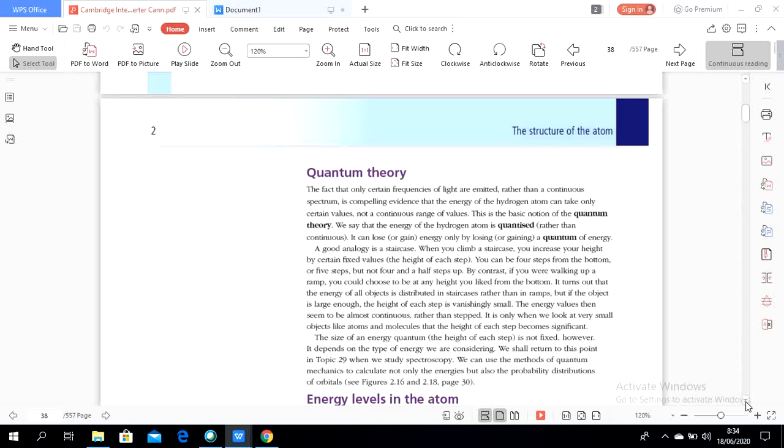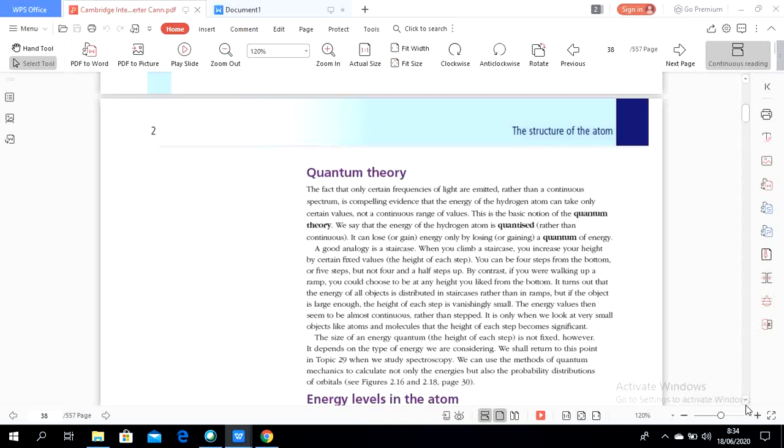We said that the energy of the hydrogen is quantized. Rather than continuous, it can lose or gain energy by losing or gaining a quantum of energy. A good analogy is a staircase. When you climb a staircase, you increase your height by a certain fixed value. You can be 4 steps from the bottom, 5 steps, but not 4 and a half steps up.